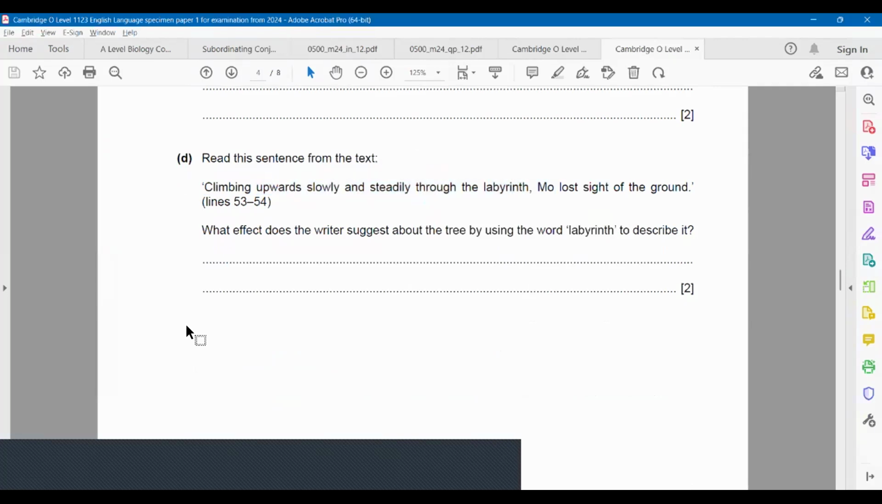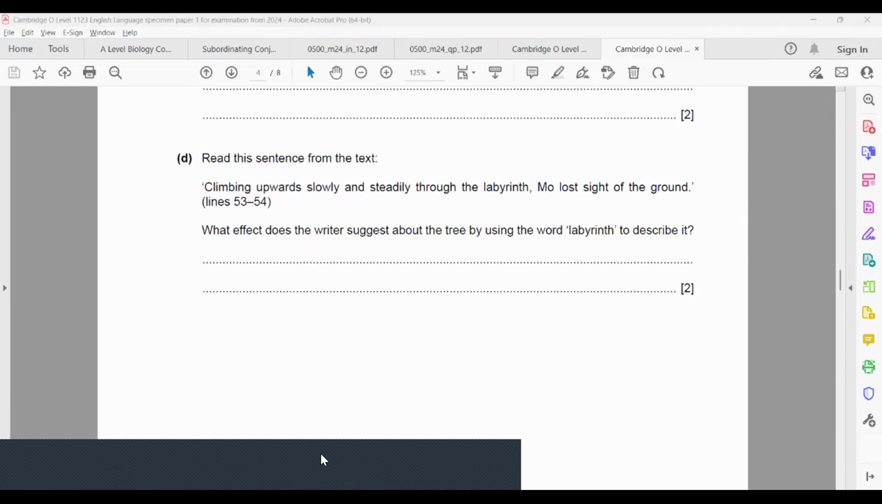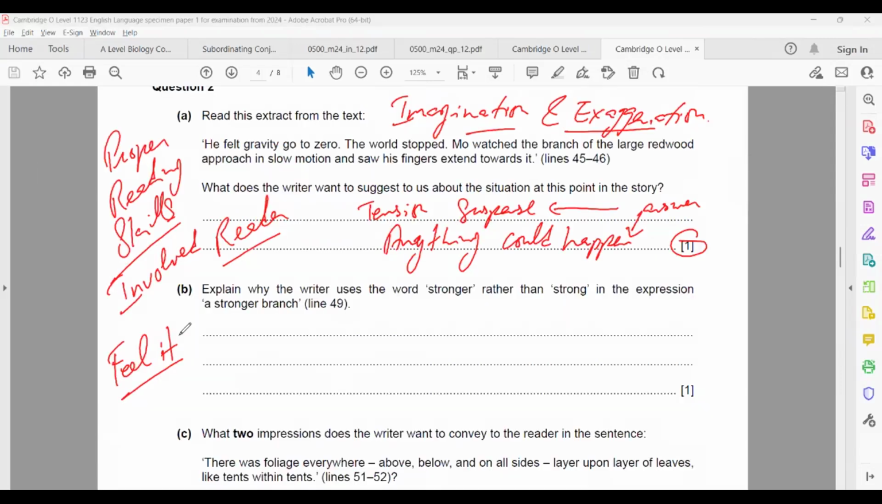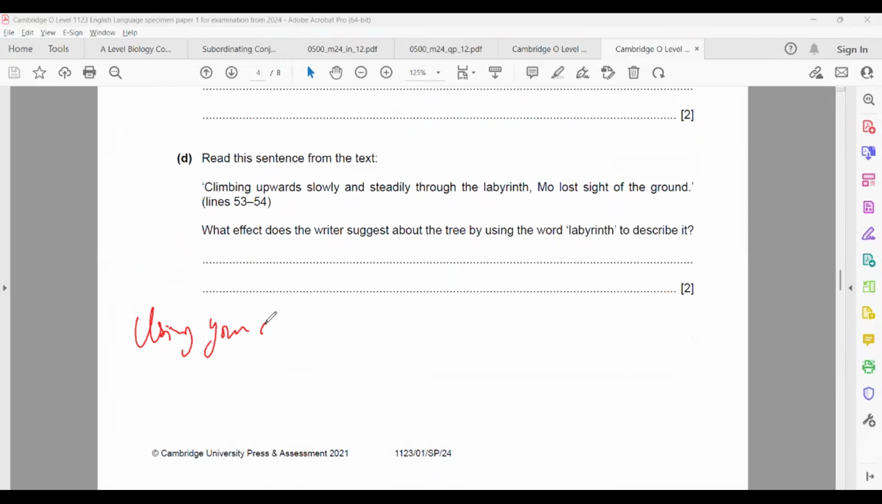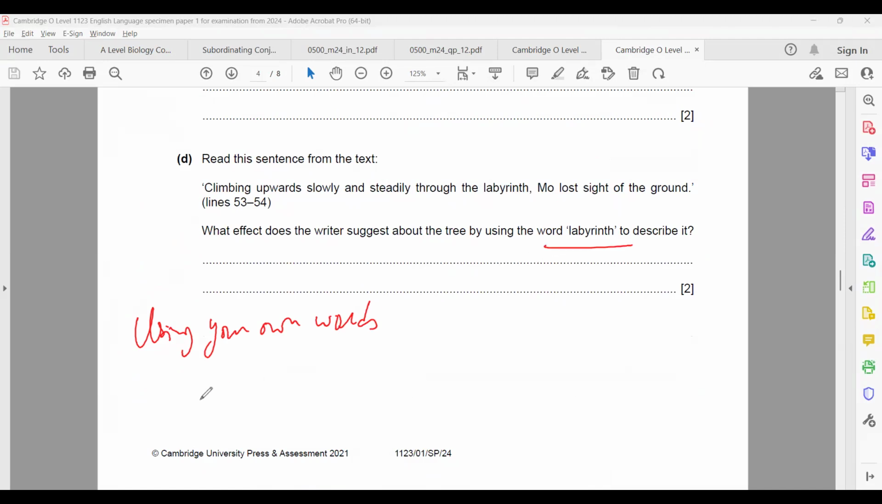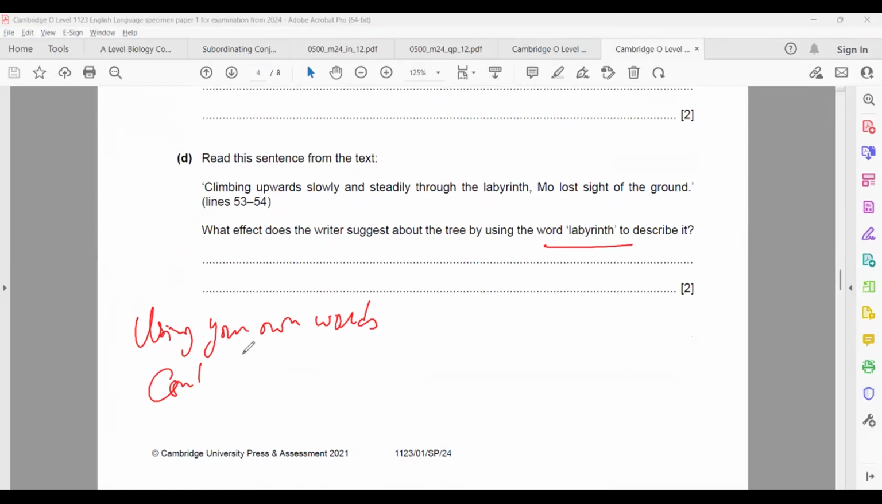Now, obviously, vocabulary matters. If you know what labyrinth means, well and good. It will be easier to connect the dots. If not, then that's where contextual meaning comes in. For either using your own words questions, or questions like this where they've given you a word and you're supposed to explain it, if you don't know what it means, you're going to go towards contextual meaning. Are you familiar with what contextual meaning is?